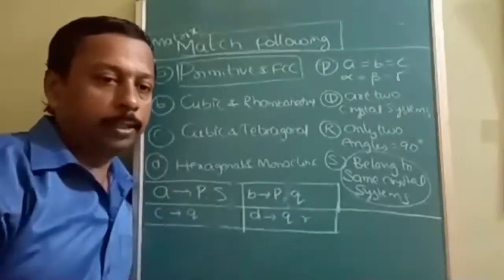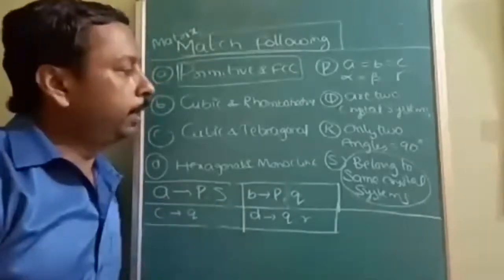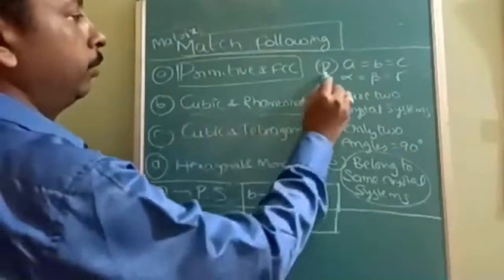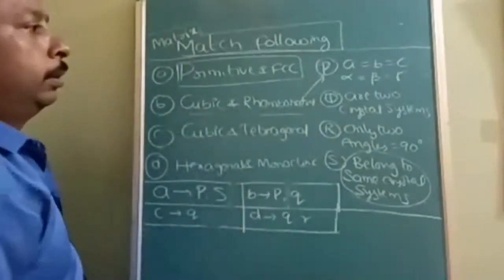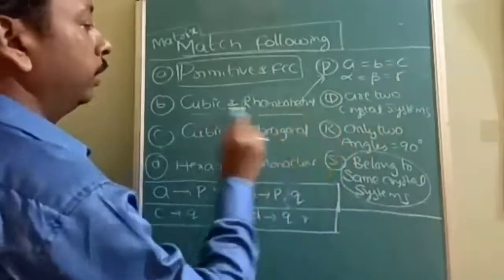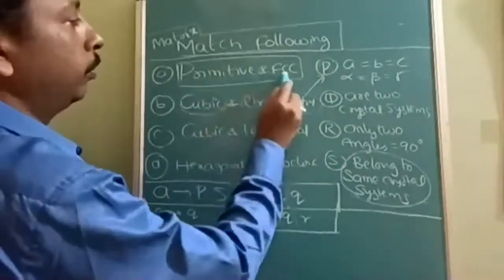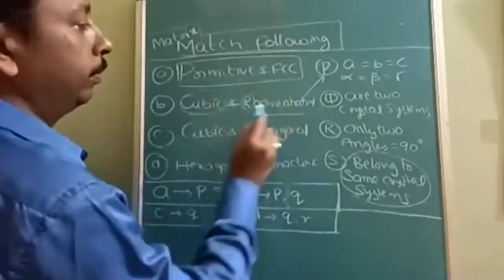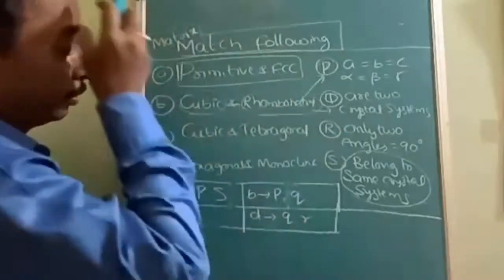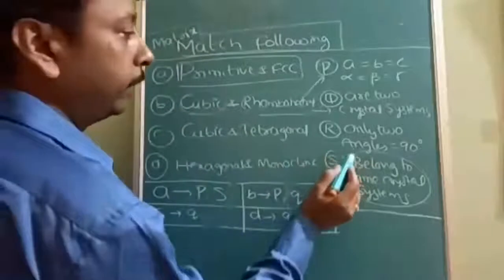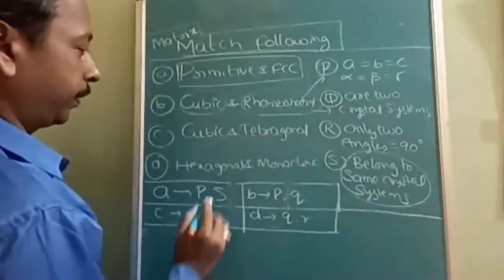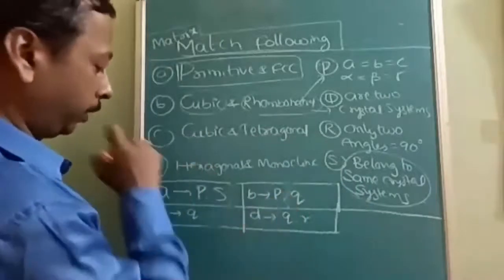Okay, here are the answers. B is P and Q. P cubic and rhombohedral both have A is equal to B. See, rhombohedral is one system, cubic is another, they are different systems. Okay, but some angles are different. So here R is not same. So the B answer is P comma Q.